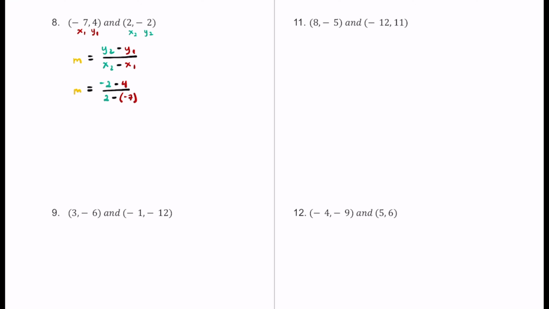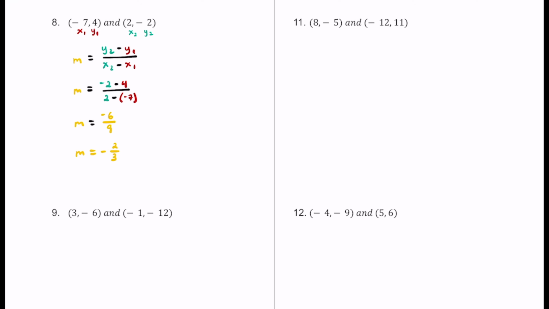All right, so we have m is equal to negative 2 take away 4, that's going to end up being negative 6. And then on the bottom, 2 take away negative 7, that's going to end up being positive 9. So we can finally say that m is equal to negative 2/3, right? A negative divided by positive is negative, and then 6/9 can simplify to 2/3 if you divide them both by their GCF of 3. So there is our slope.